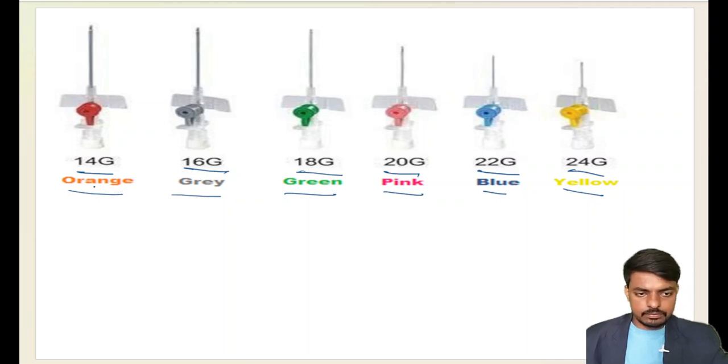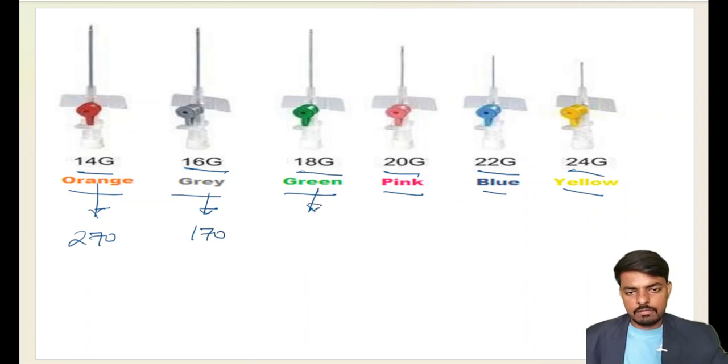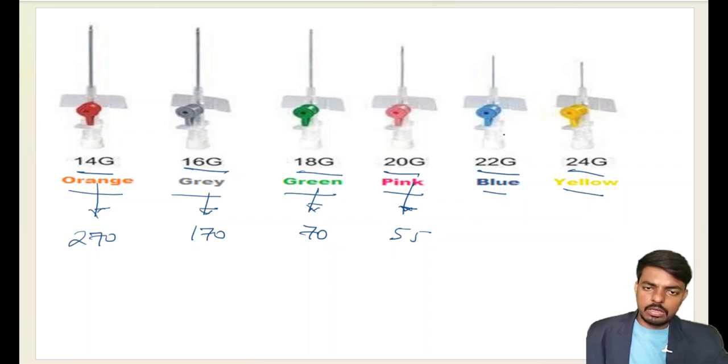What is the flow rate of the orange color? That is very important: 270 to 300. Okay. What is the flow rate of the yellow one? That is 170 to 200. What is the flow rate of the green color, the 18 gauge IV cannula? That is 70 to 100. And what is your 20 gauge pink cannula flow rate? That is 55 ml per minute. Again, the 22 gauge blue one is 33 ml per minute we can infuse, and in the yellow one we will infuse 22 ml per minute.